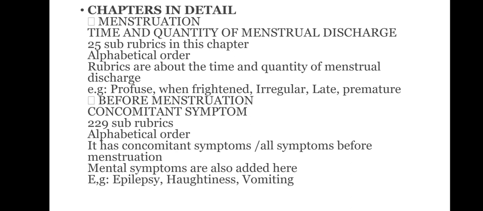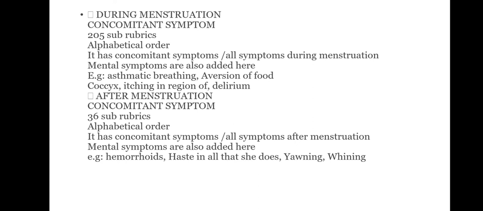During menstruation, concomitant symptoms: 205 sub-rubrics, alphabetical order. It has concomitant symptoms, all symptoms during menstruation. Mental symptoms are also added here. Example: asthmatic breathing, aversion to food, coccyx itching in region of, delirium. After menstruation, concomitant symptoms: 36 sub-rubrics, alphabetical order. It has concomitant symptoms, all symptoms after menstruation. Mental symptoms are also added here. Example: hemorrhoids, haste in all that she does, yearning, weeping.